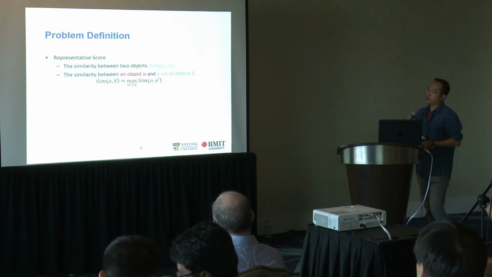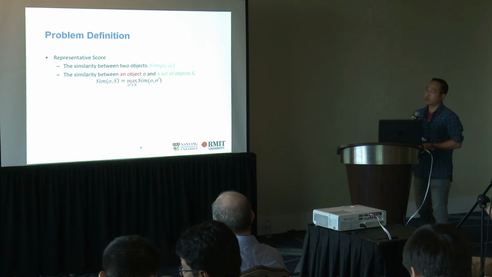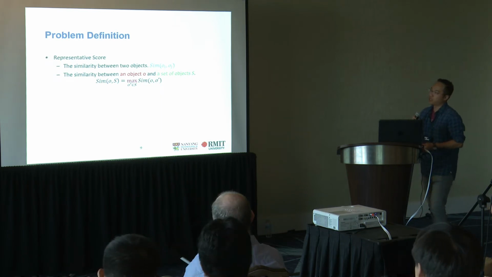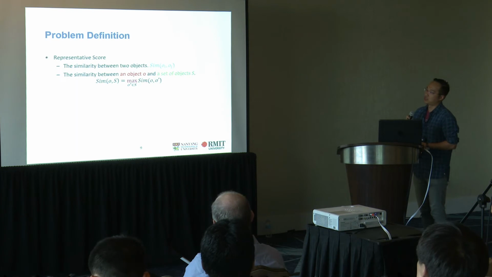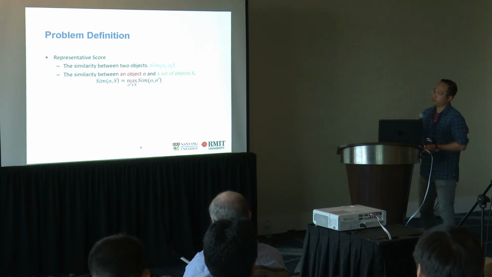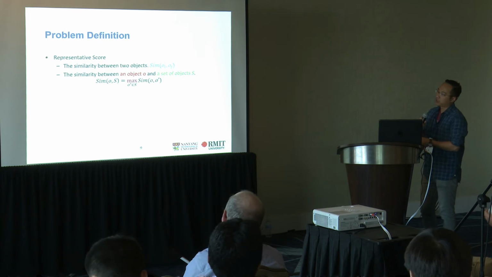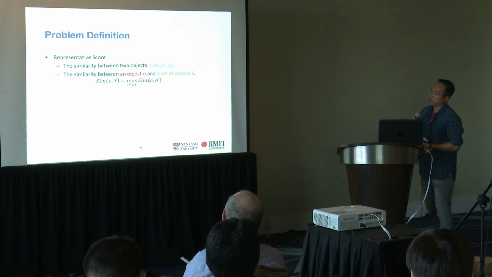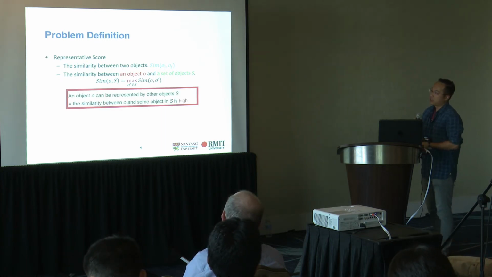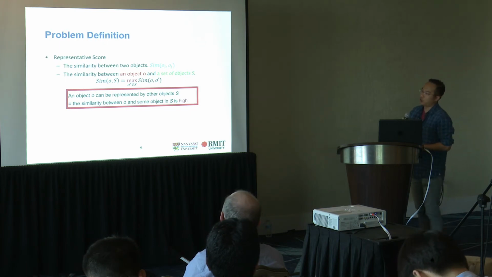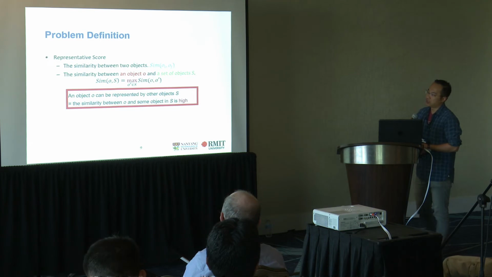So we already know, given two objects, we can compute the similarity. But given one object and a set of objects S, we use the maximum similarity between the object O and another object in the set S. The intuition here is that if S can represent the object O, it means that the similarity between O and some object in S is very high.